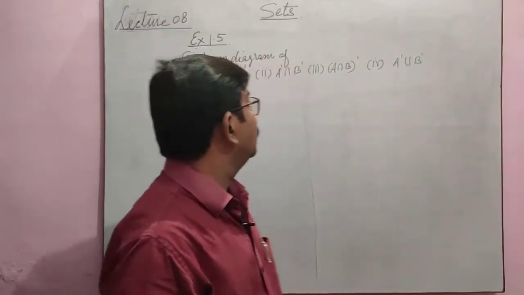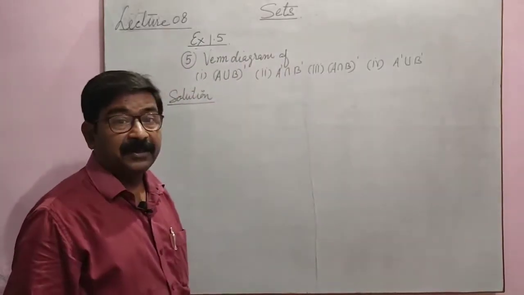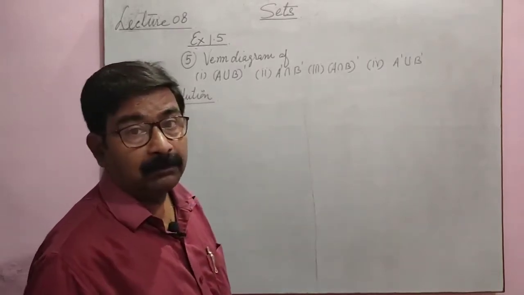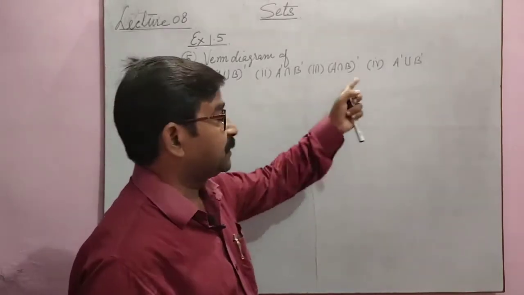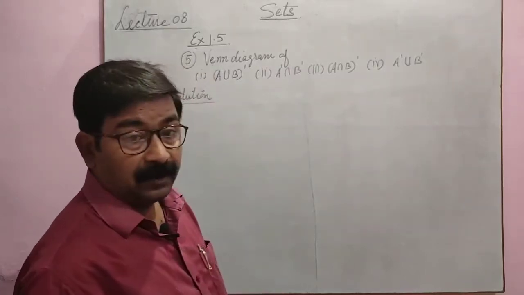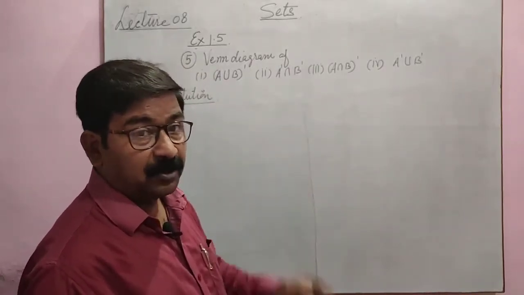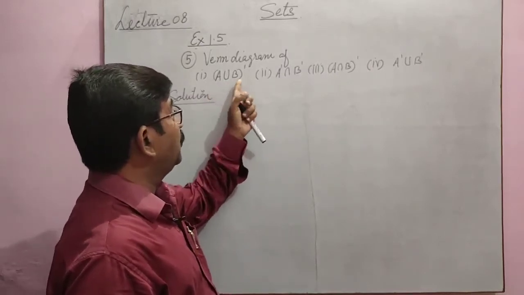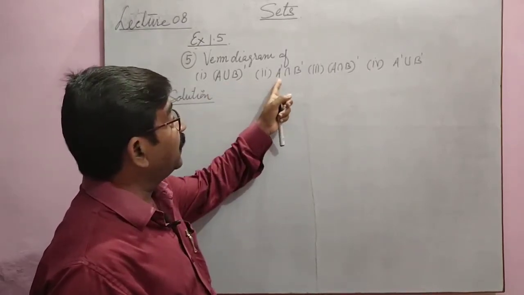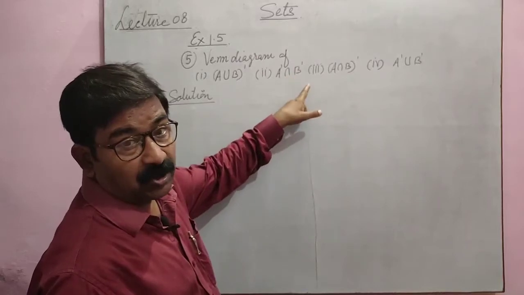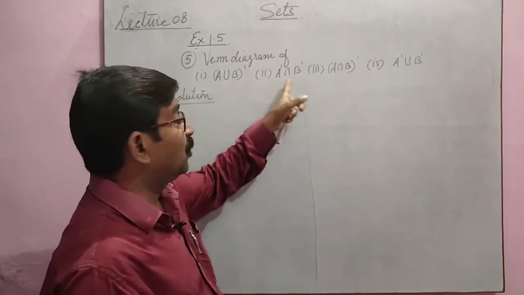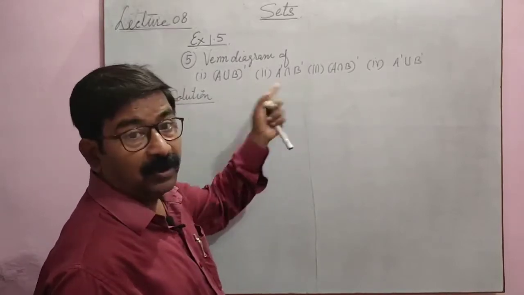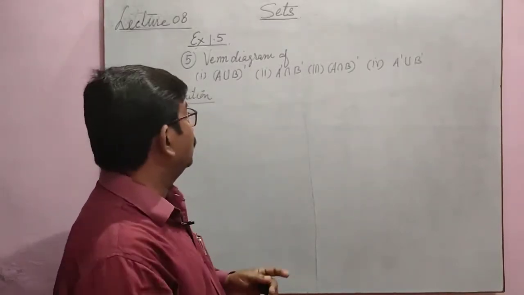Now students, question number 5 is an interesting and important question. We have to draw the Venn diagram of the given parts. See, check the previous question. This is the first part, A union B complement. The second part is complement of A intersection complement of B. It is De Morgan's law. In the previous question, question number 4, we have seen this property.